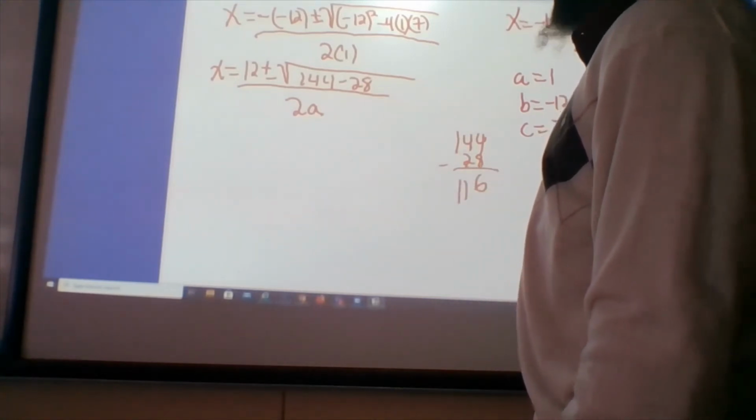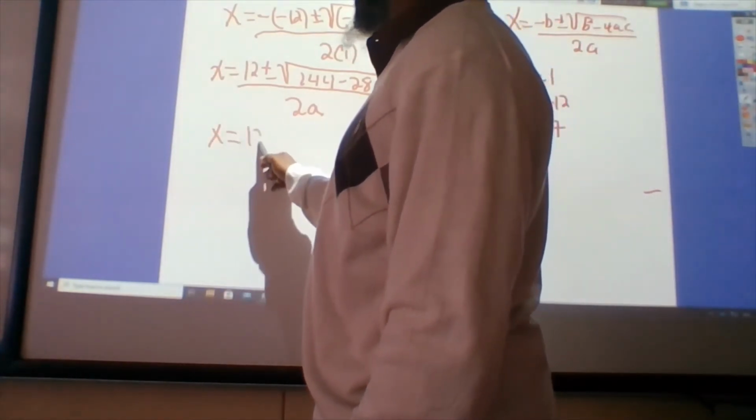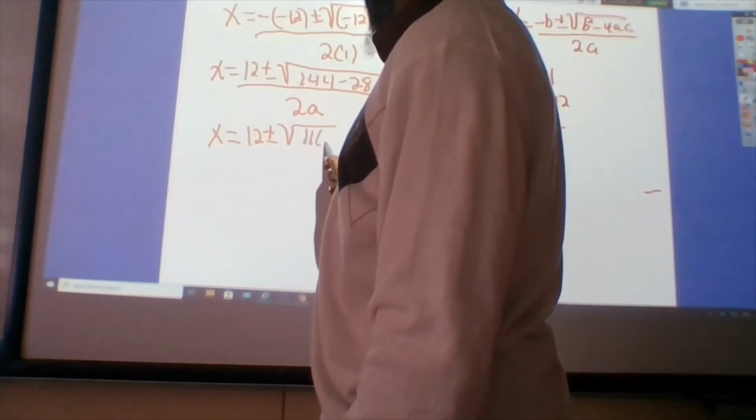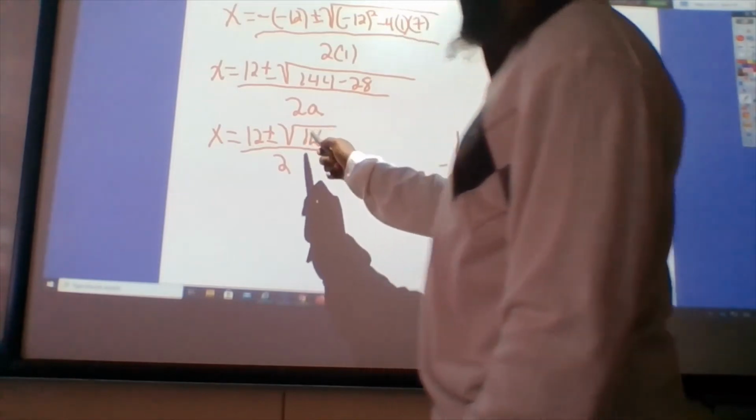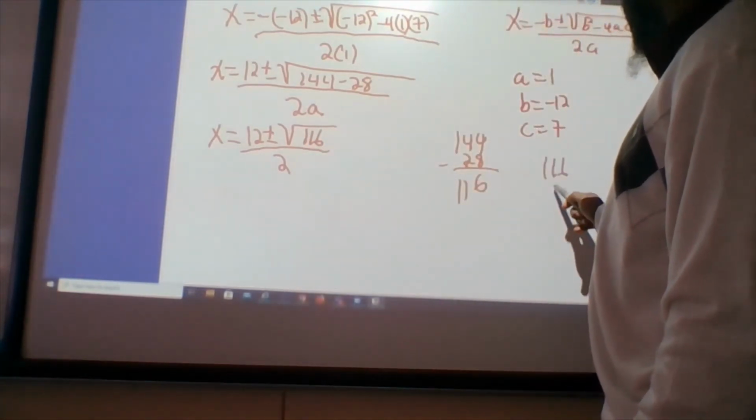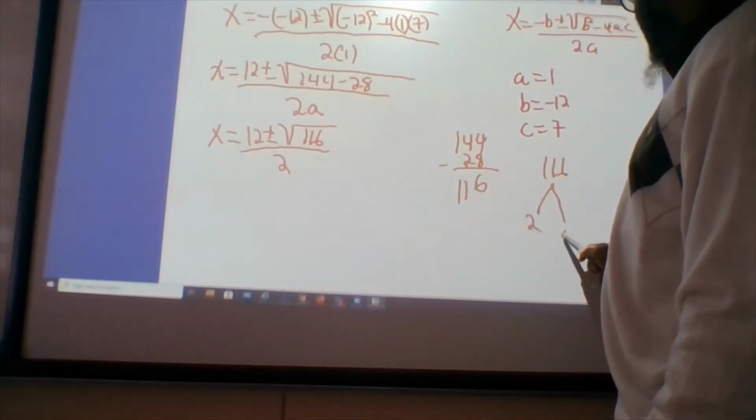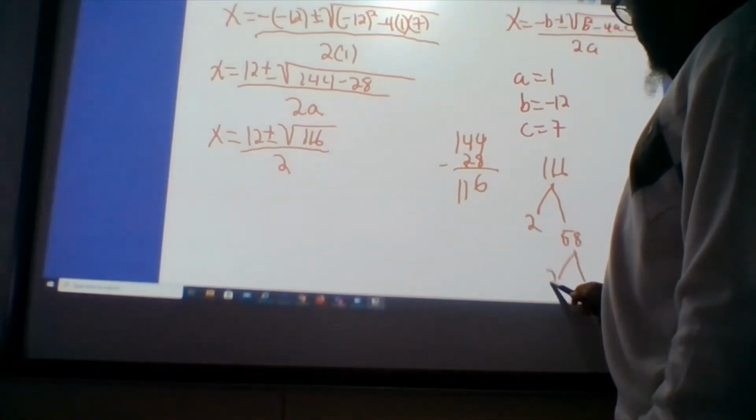Now this 116, we have to factor. So 116 is the same as 2 times 58. 58 is 2 times 29. This cannot be factored anymore. This is the same thing: 2 times 2 is 4, so 116 is 4 times 29.